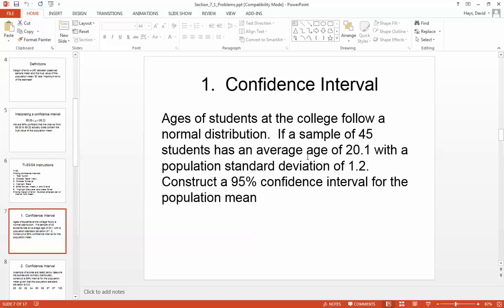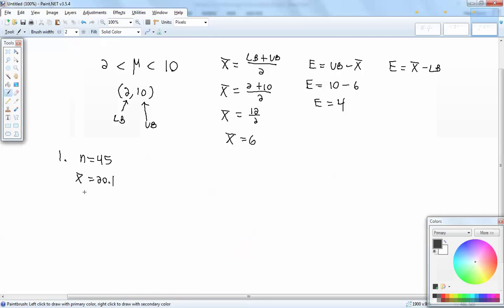Now it doesn't say sample mean, it says average age. How do I know it's X bar? It's referring to the sample. If it's referring to the sample, it has to be X bar, with a population standard deviation of 1.2. So they're telling us that sigma is equal to 1.2.